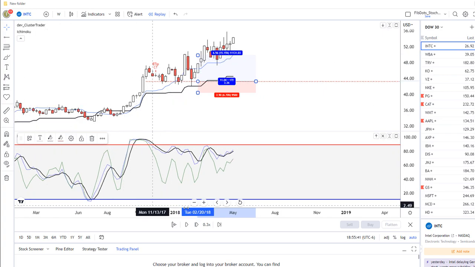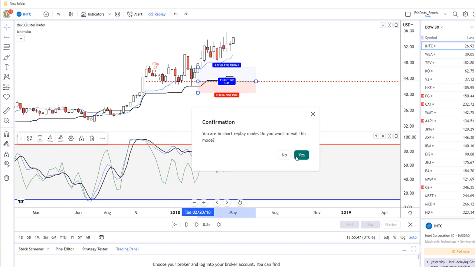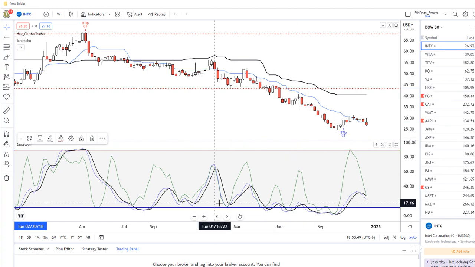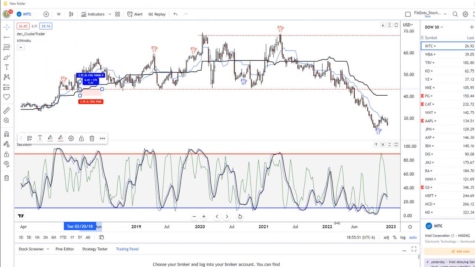Well, here, let's just do this. How do I get out of replay? That's a question that needs to be answered. There we go. Yes, I want to exit. Okay. All right, so on the weekly bar, I found this support level.